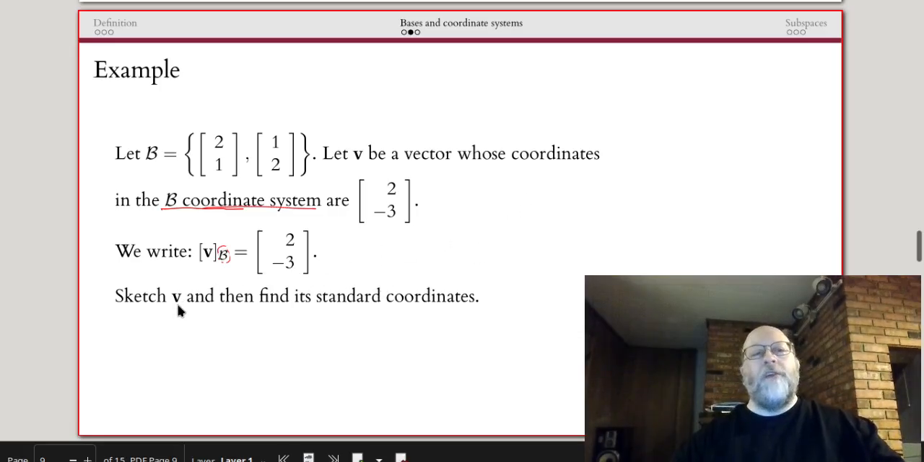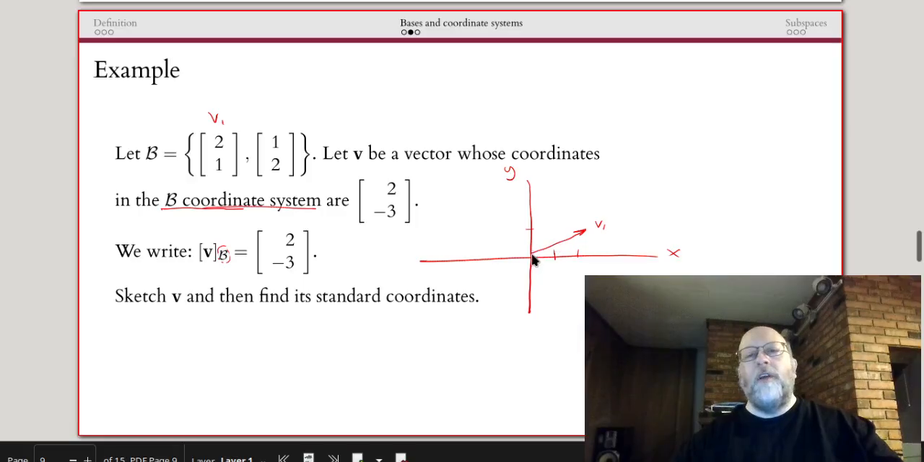So let's sketch this vector. Let's see what we're talking about here. Here's our x-axis. Here's our y-axis. Our basis is now the vector (2, 1). That's our first vector. And (1, 2), that's our second vector.